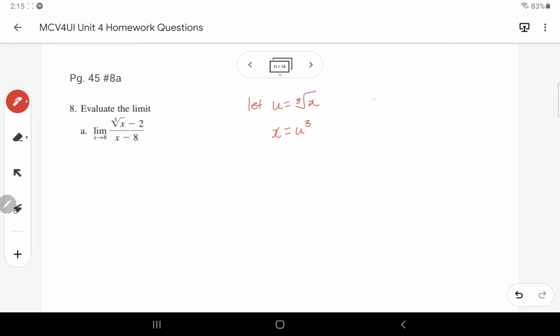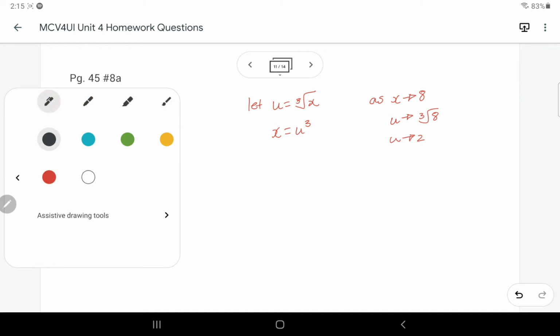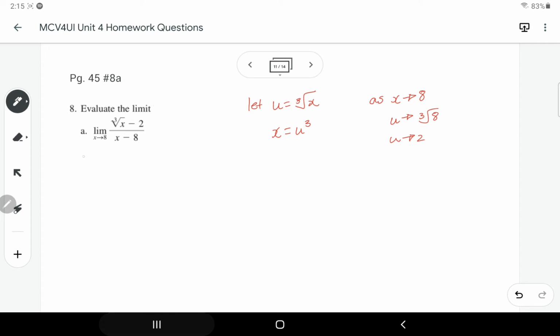We also have to convert the limit and talk about as x is approaching 8, u is approaching the cubed root of 8, which is 2. So I'm going to change the limit operand in the question. Now I'm just going to make all of those substitutions and rewrite this as the limit as u approaches 2. Now u is the cubed root of x, so u minus 2 over u cubed minus 8.